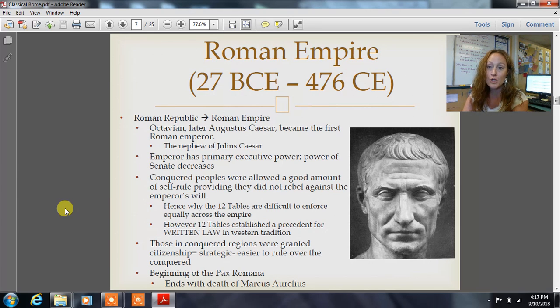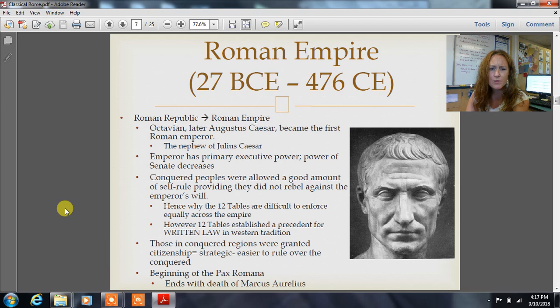They are going to conquer many people in vast territories, and by allowing people to take care of local matters and their own customs, they're also going to automatically make all conquered people citizens. This is a way that they create unity and loyalty to the emperor's rule. So the 12 Tables will be difficult to enforce, but in theory they were implied throughout the empire, and they established a precedent for written law.